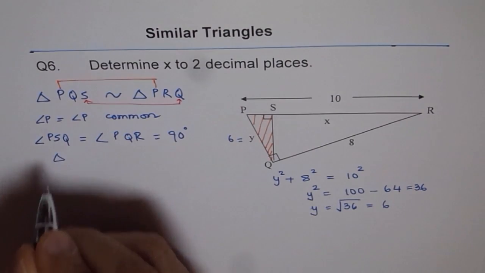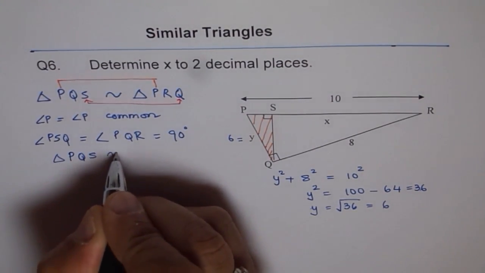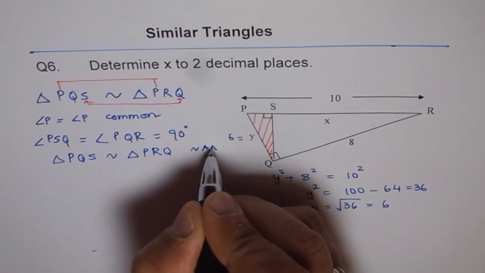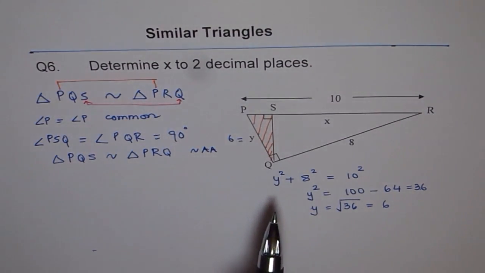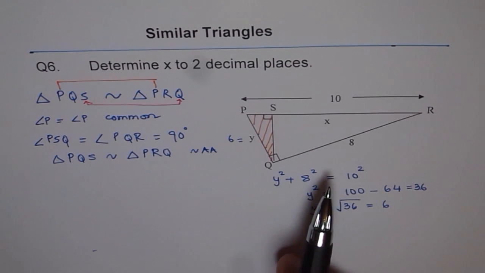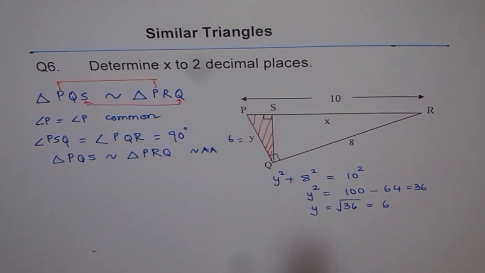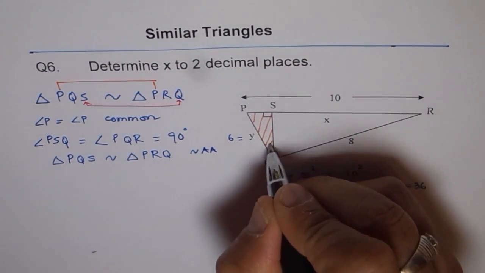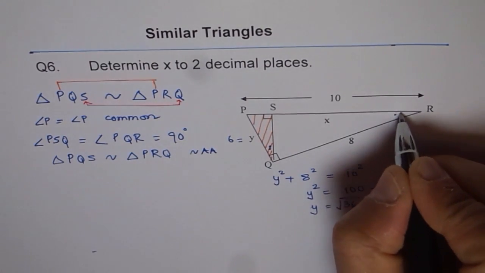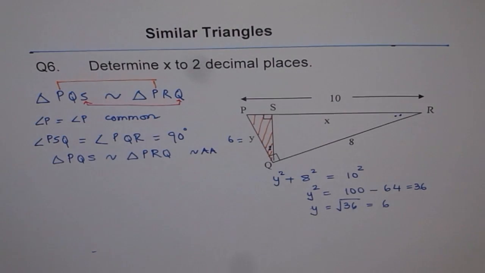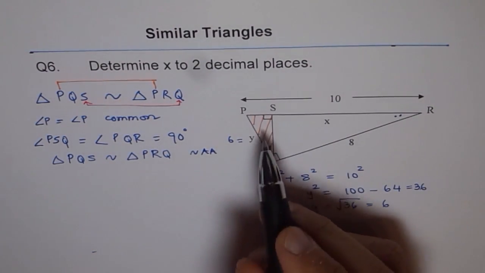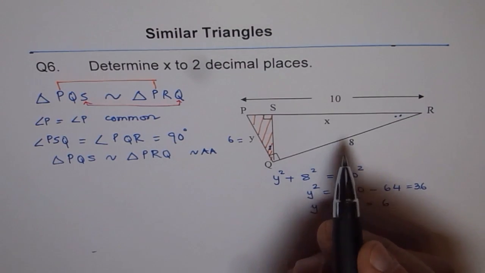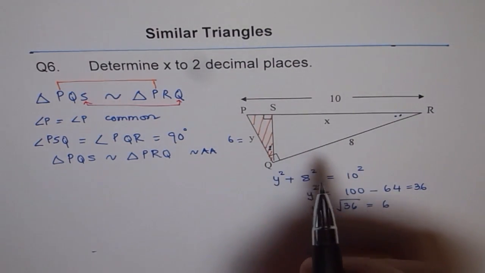Therefore, we can write triangle PQS is similar to triangle PRQ from the property of angles. If two angles are the same, the triangles are similar. Of course, the third has to be equal, right? So that's what we figured out. That also means that this angle, let me mark two dots here, is equal to this angle, correct? Now, since these two triangles are similar, we can write ratios of their sides, which should be constant and equal, correct?